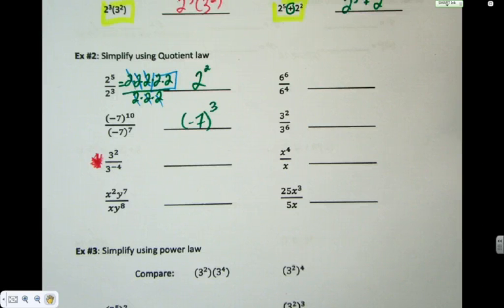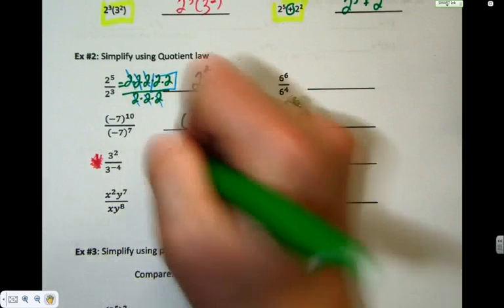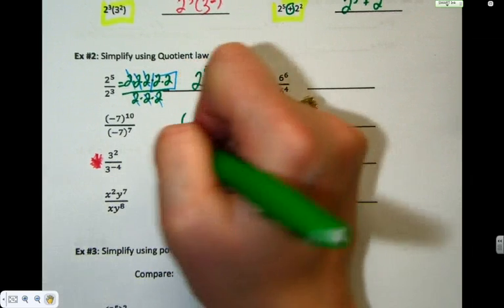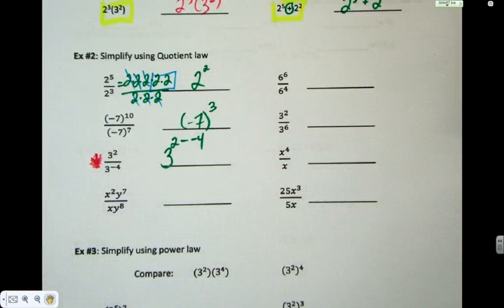So what I'm going to do is write out the work for this one. We normally don't, but I want to show you with this one what's going to happen. We're going to keep the base. We're going to take the top exponent, and we're going to subtract the bottom exponent. Why are there 2 negatives? Because it was already negative. So in our head, what we're doing is 2 minus minus 4.